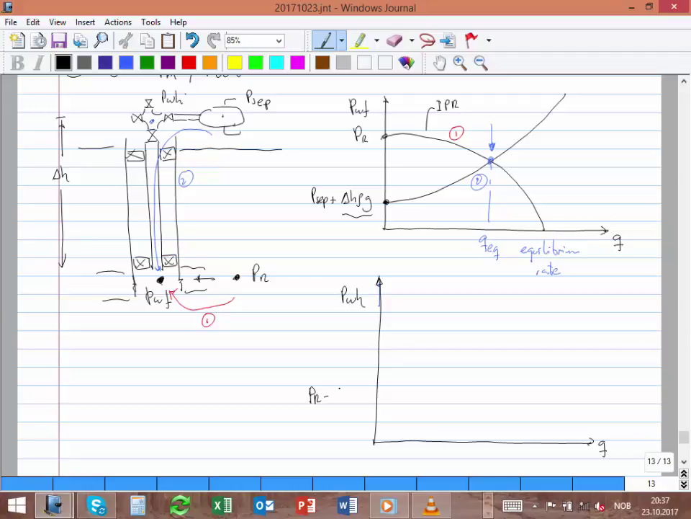PR minus rho H G. Okay? So I have that point, for example, here. Is it plus or minus? I ask you, plus or minus? I think we have a mistake. Minus, okay? Well, I said maybe, yeah.